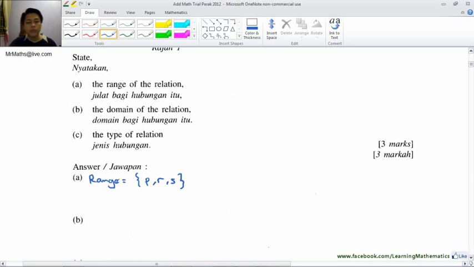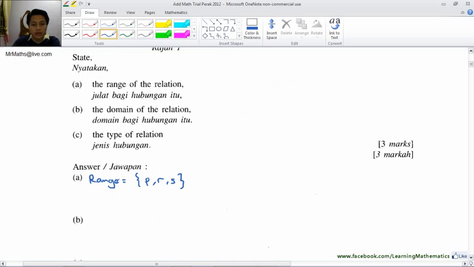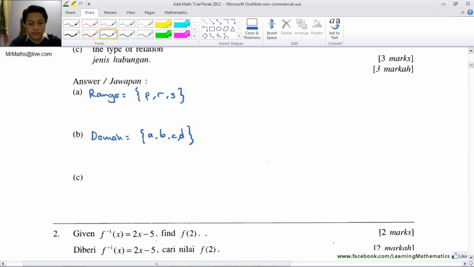Alright, number B. The domain of the relation. The domain, as I stated earlier, is the first group, and all the elements in it. So that means it's A, B, C, and D. There you go.